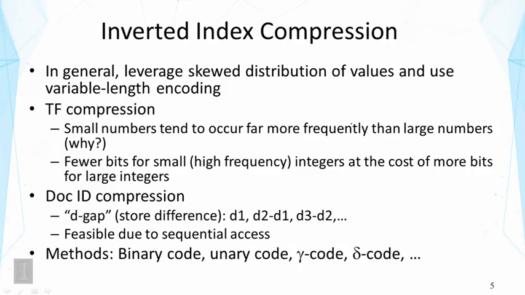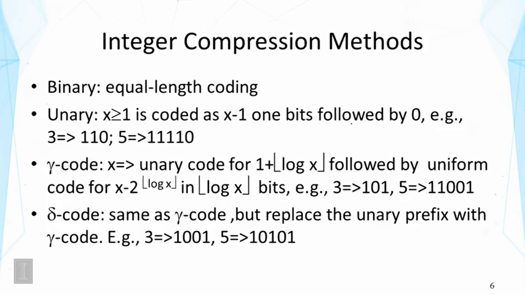That's why this trick actually works. And there are many different methods for encoding. So binary code is a commonly used code in just any programming language, where we use basically fixed length encoding. Unary code, gamma code, and delta code are all possibilities, and there are many other possibilities. So let's look at some of them in more detail. Binary coding is really equal length encoding, and that's appropriate for randomly distributed values.